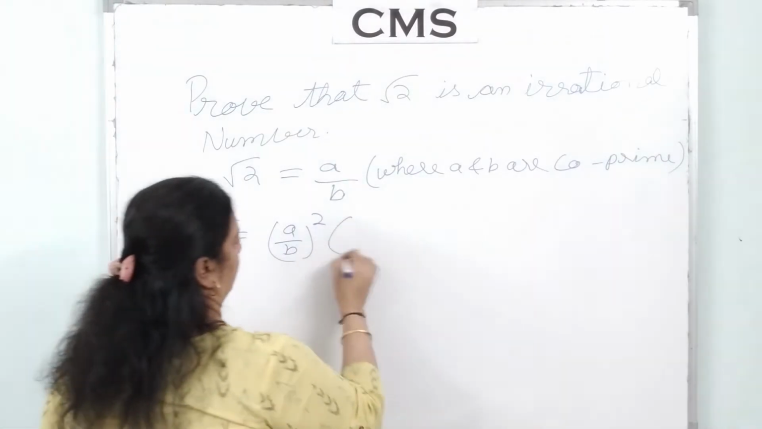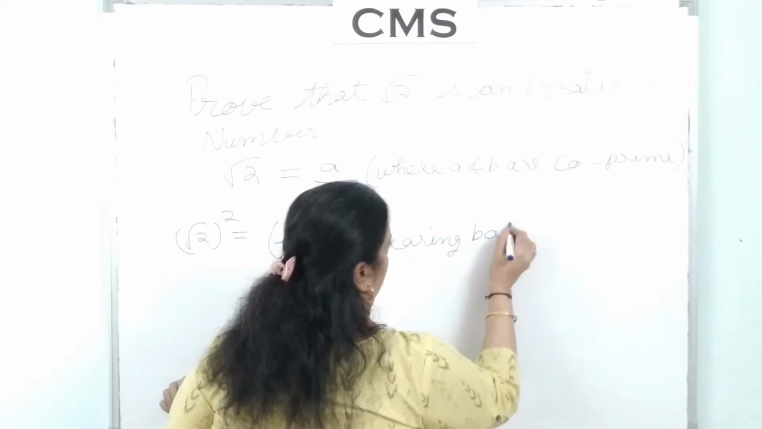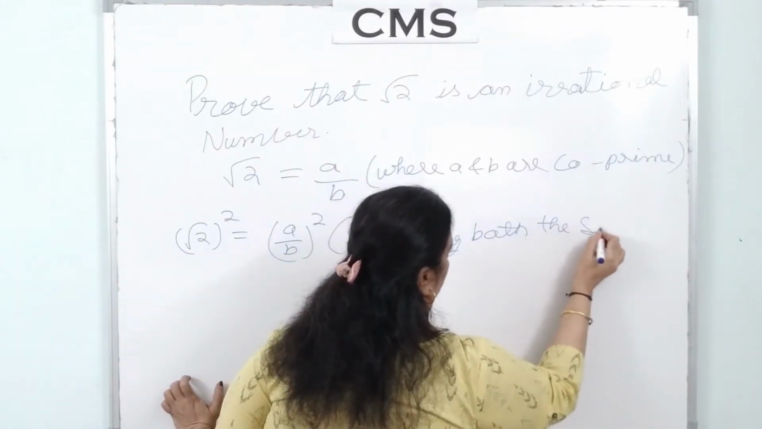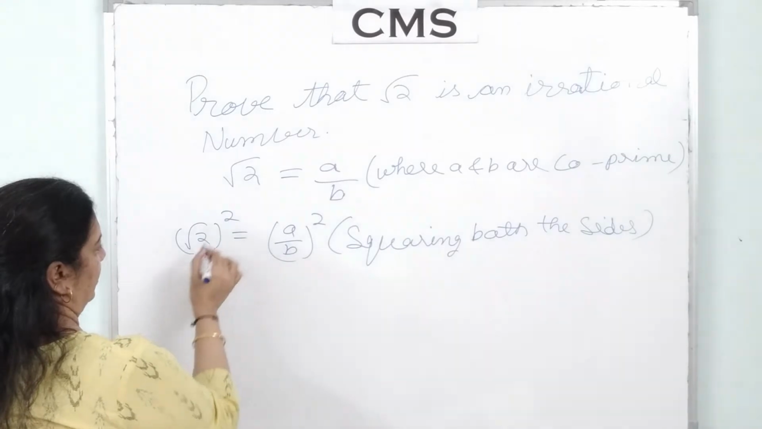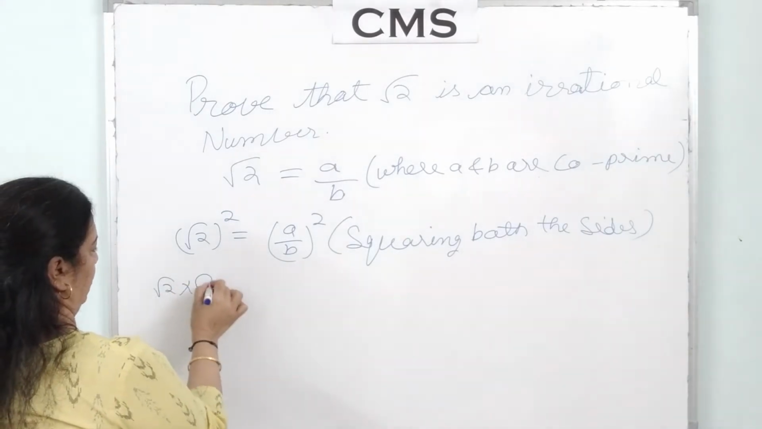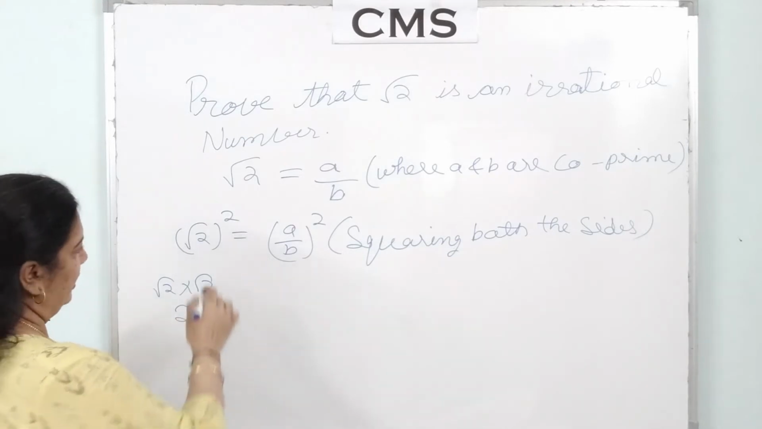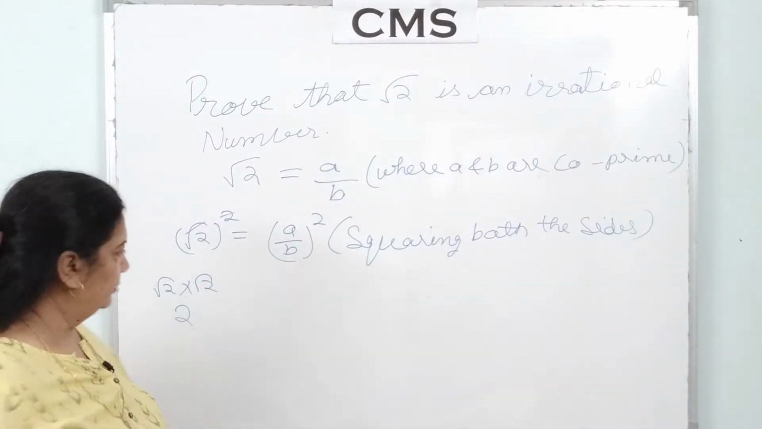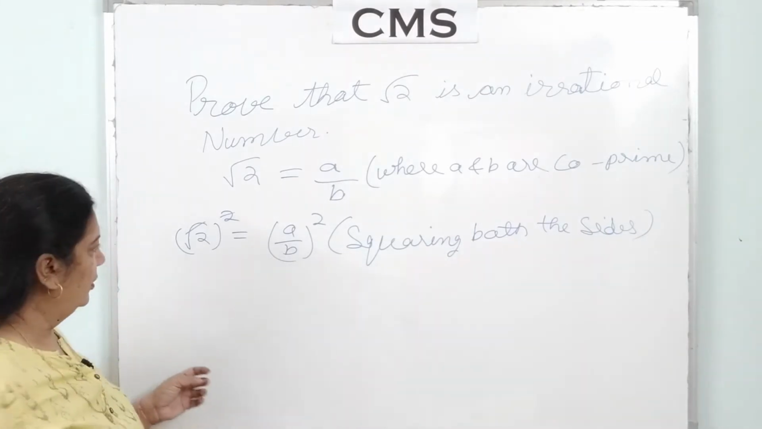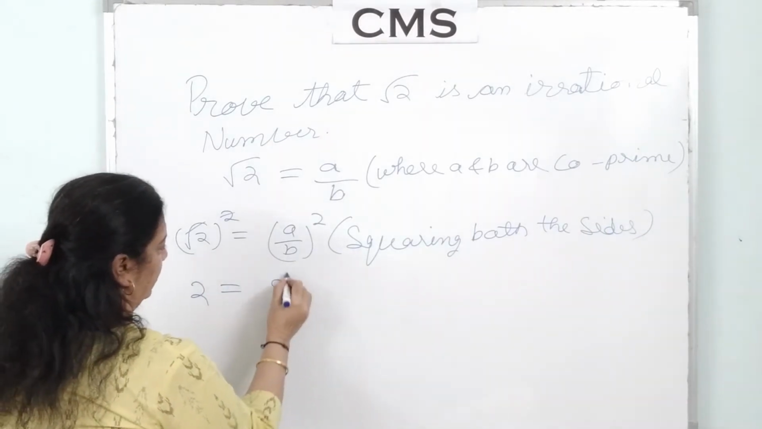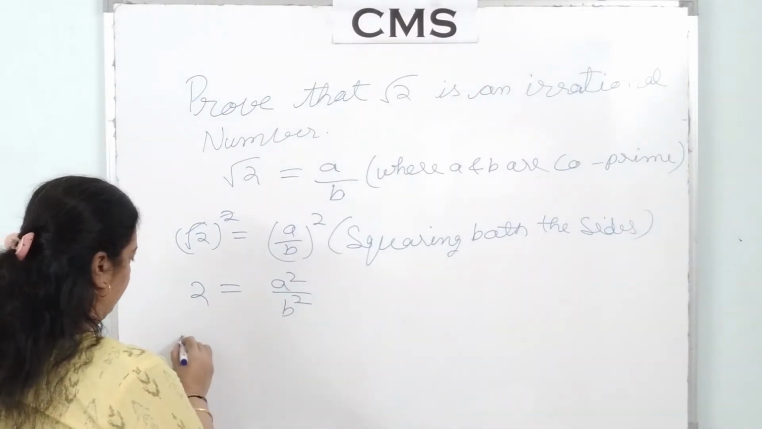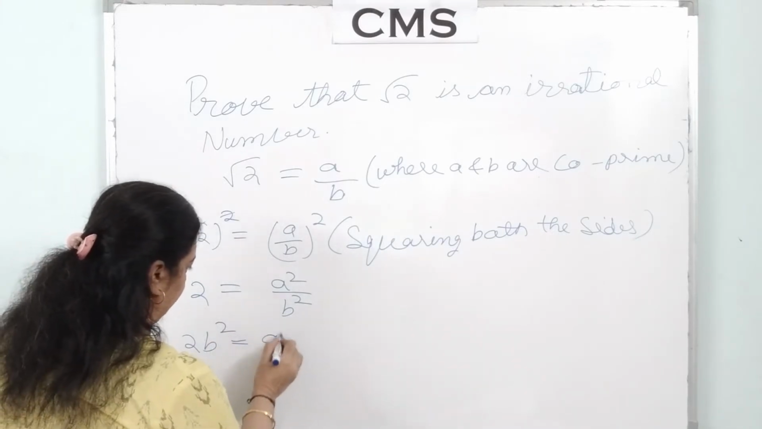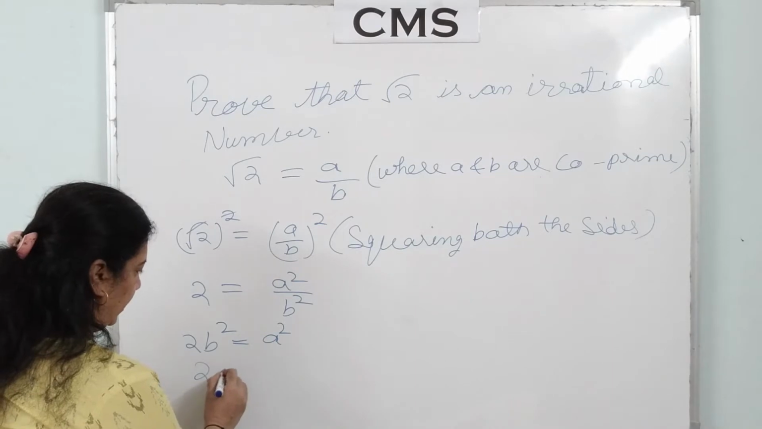As we know, this will be written as root 2 into root 2. Root 2 becomes 2, or we can say the root is cancelled by the square. So this becomes 2 equals a square upon b square. When we cross multiply this, it becomes 2b square equals a square.